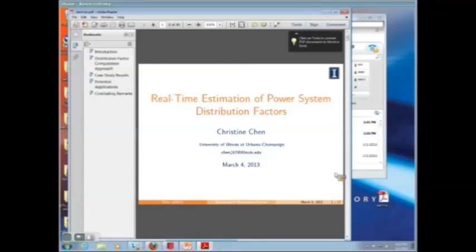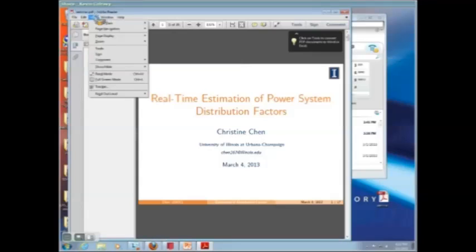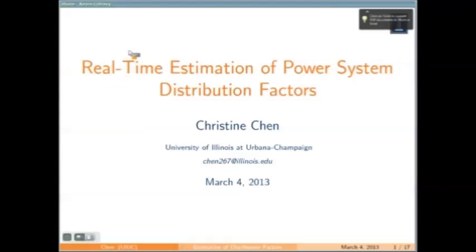Can we just do like full screen view, full screen? Yeah. Here. Thank you. Does this work?